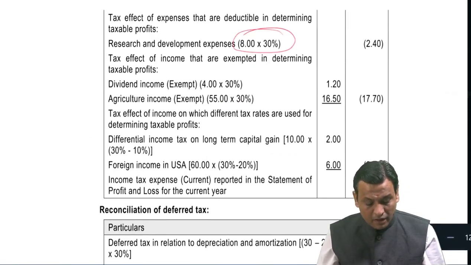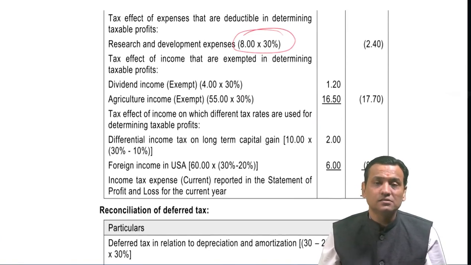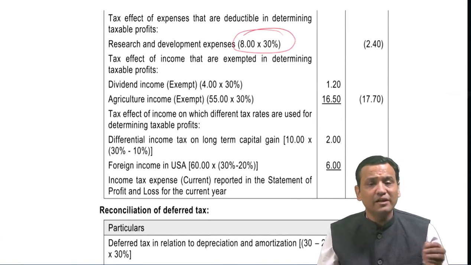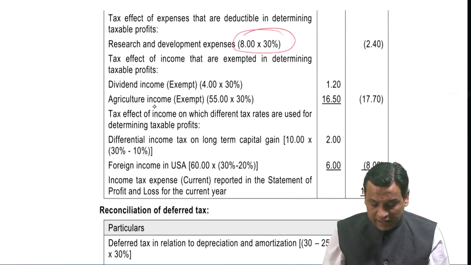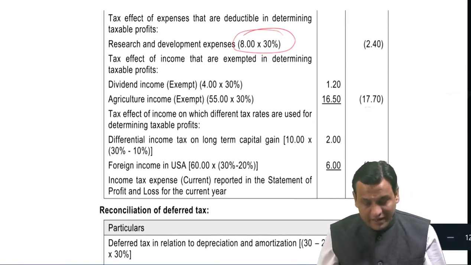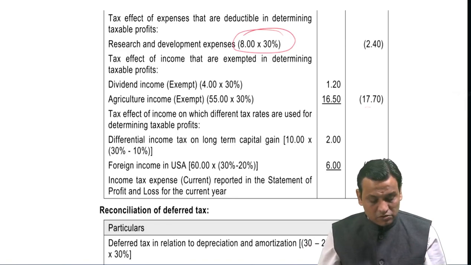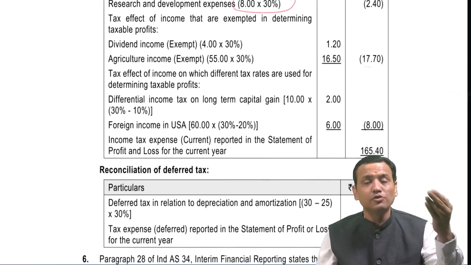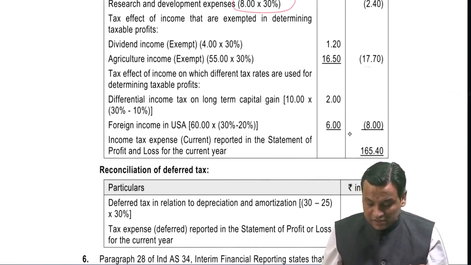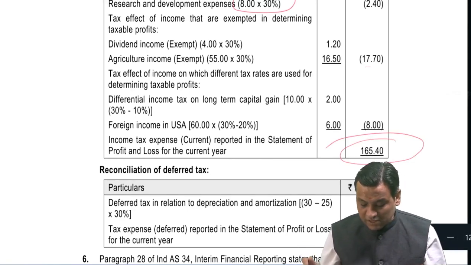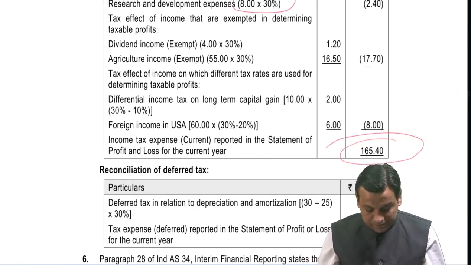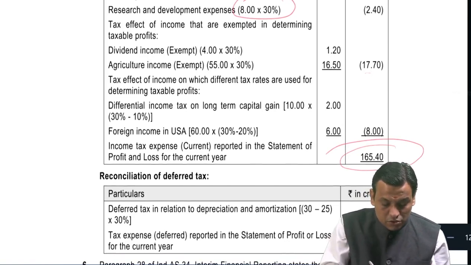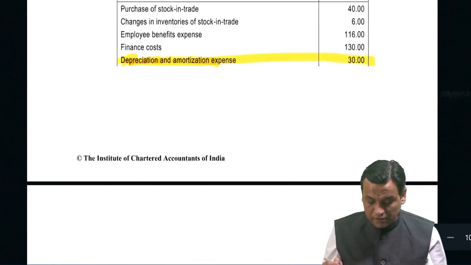Similarly, I am reducing the tax on exempt incomes, that is dividends and agriculture, and whatever is the differential tax, because on capital gains I have to pay tax at the rate of 10%, whereas for accounts you have used 30%. So that difference of 2 and 6 we have reduced. What we got is nothing but 165.40, which is shown here. If you look properly, what is your tax expense in the question?